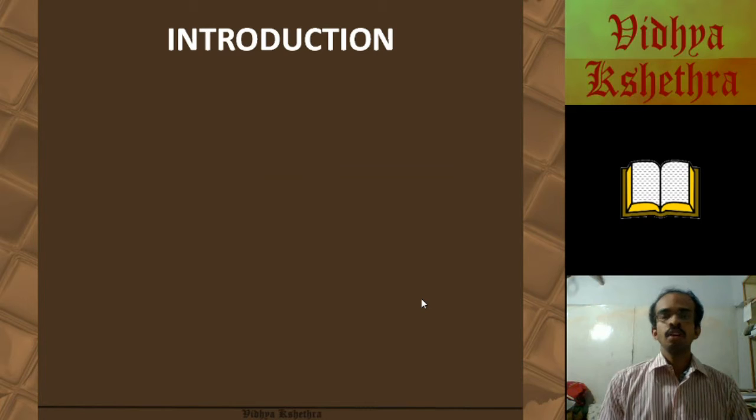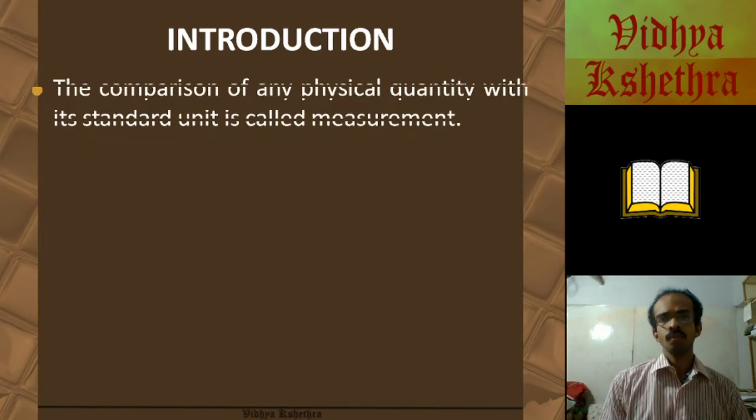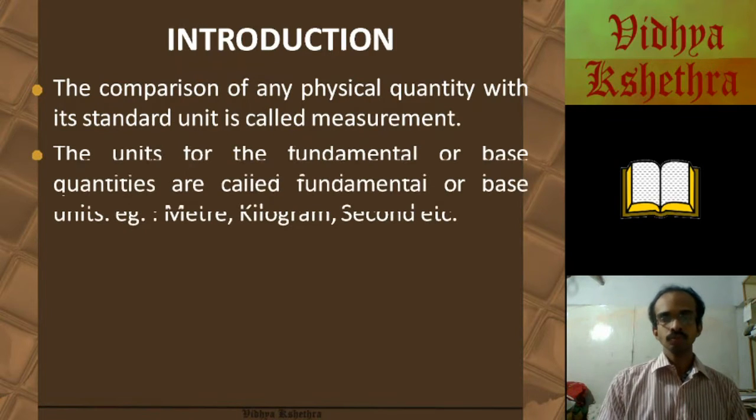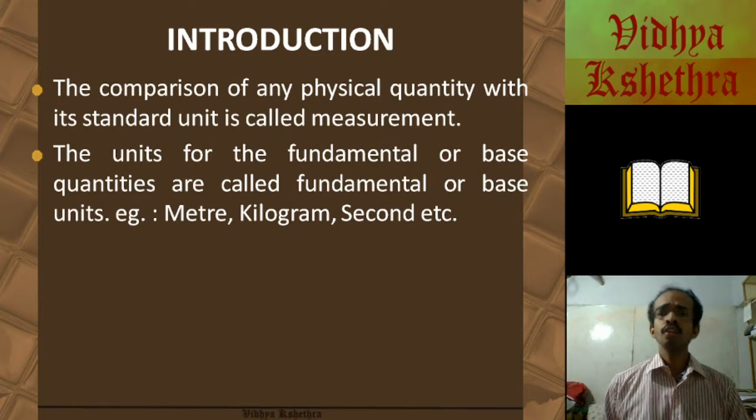Now, introduction. The comparison of any physical quantity with its standard unit is called measurement. So, measurement involves a comparison of a quantity with respect to a standard unit. The units for the fundamental or base quantities are called fundamental or base units. Examples of such units include meter, kilogram, second, etc.